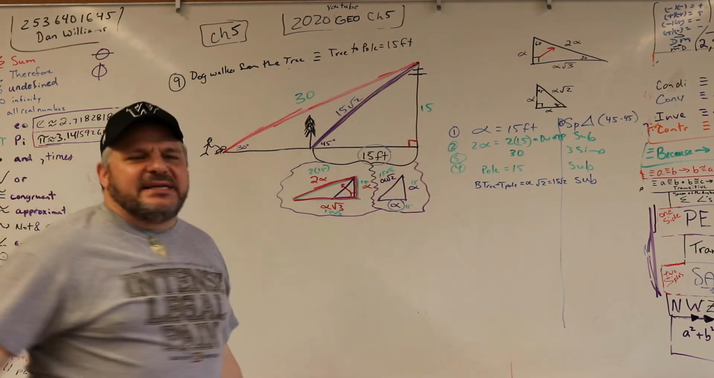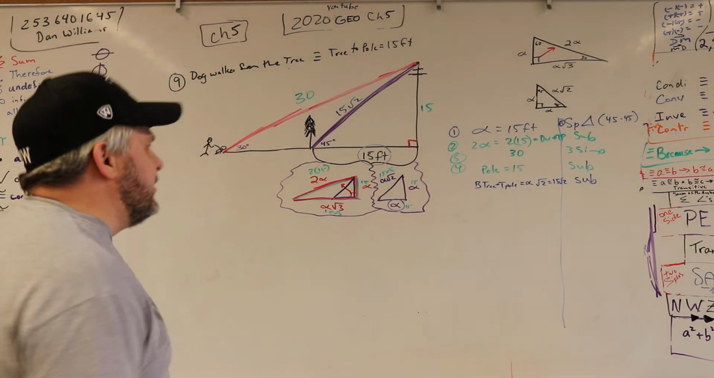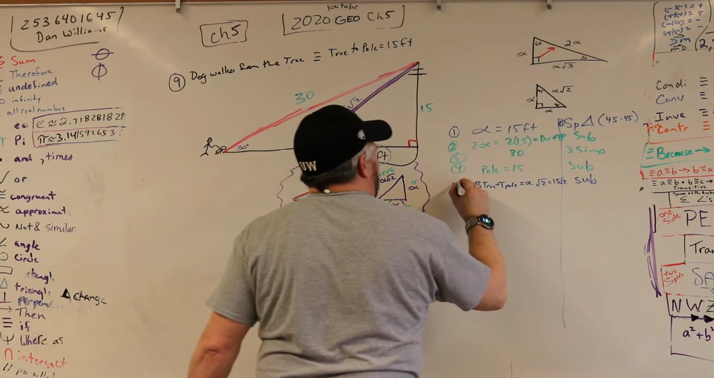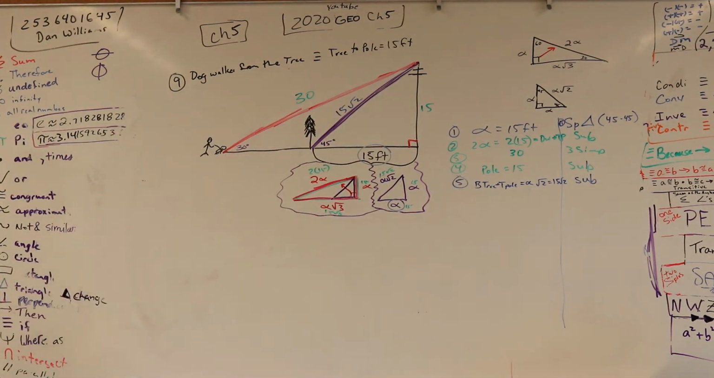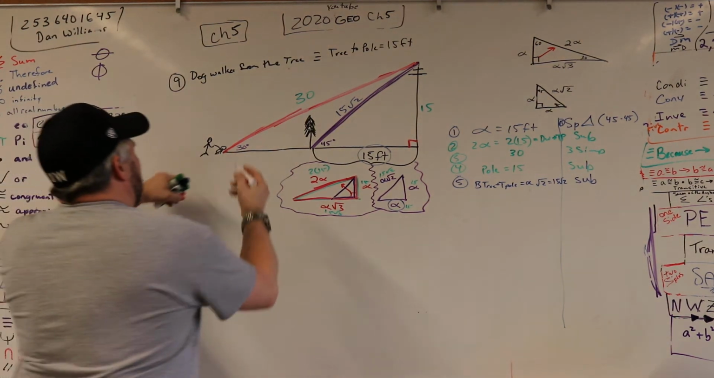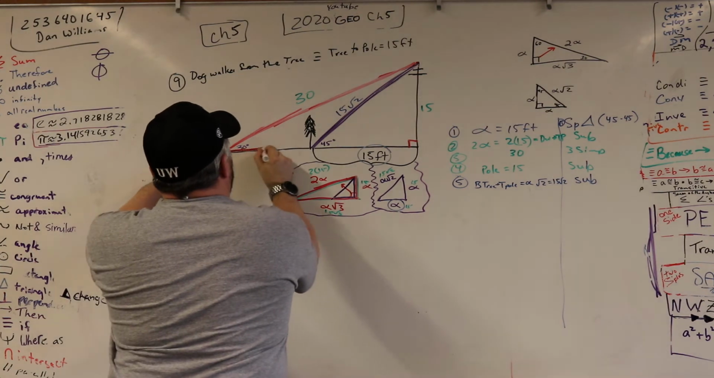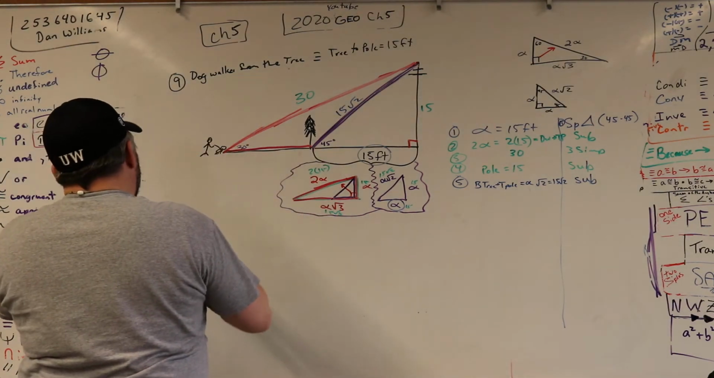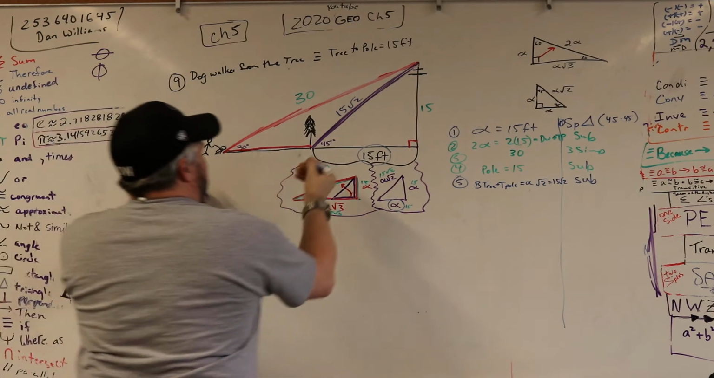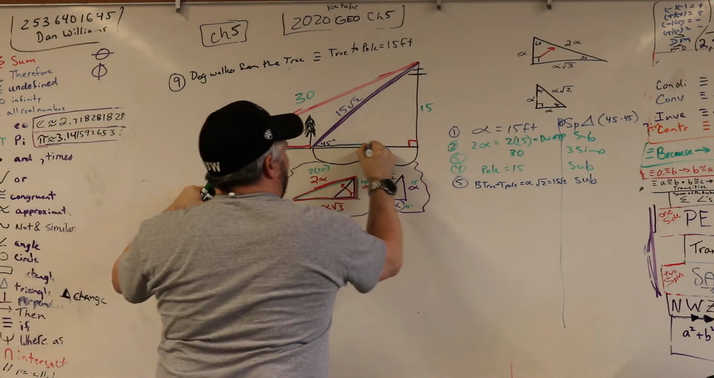But still that didn't answer the question. All this work we've done hasn't really answered the question yet. So we've got to think about what's answering the question. We look at this again and go, wait a minute. This is the length we want, and this is the length we have.